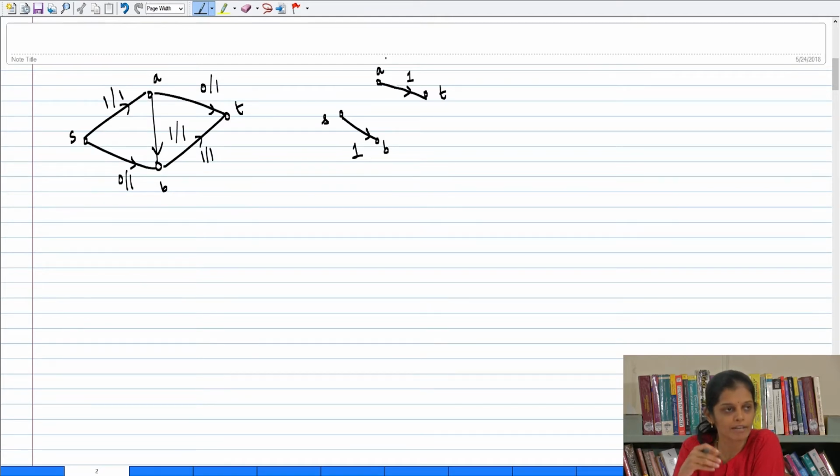This seems to be a problem because of how our algorithm proceeds. It said as long as you have ST paths in the residual network, keep finding them, augment the flow and compute the residual network again. So this was an incorrect residual network.